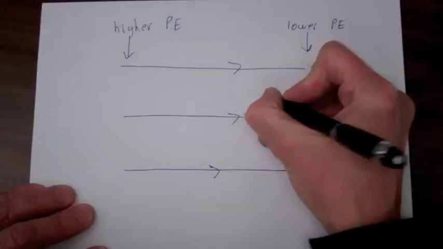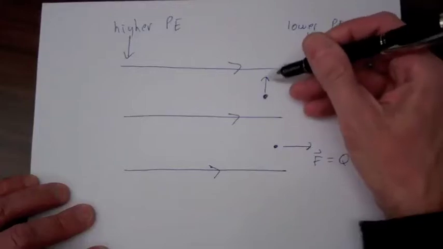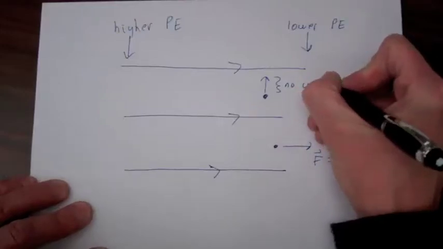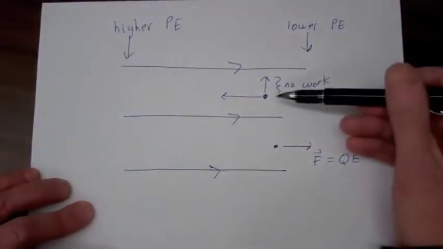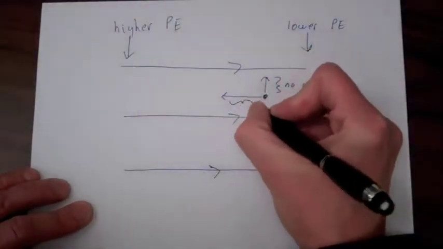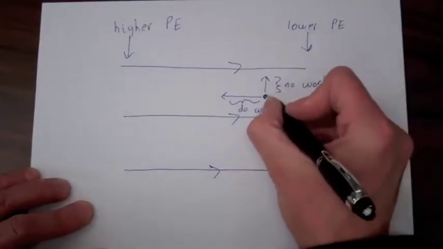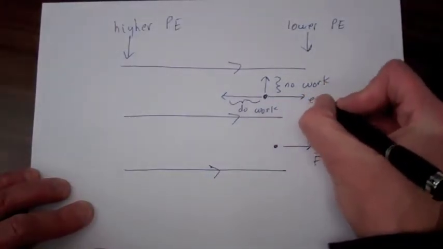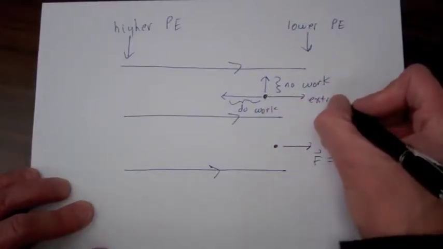Okay, so if we take this charge and we move it at a right angle to the electric field, the electric force from the electric field is not opposing it, so you're doing no work. If you take the charge and move it against the electric field, it takes some force to do that. The force you're applying is minus Q times the electric field. So moving it along this segment, you have to do work. And if you let the electric field accelerate the charge to the right, you're extracting energy. The potential energy in the field is being converted to kinetic energy of this charged particle.